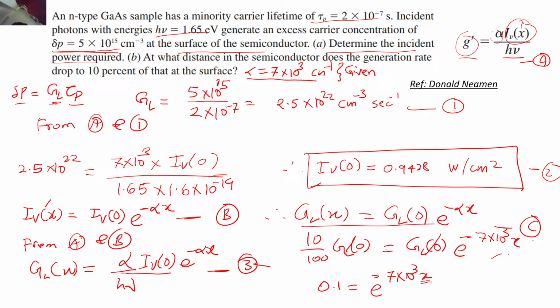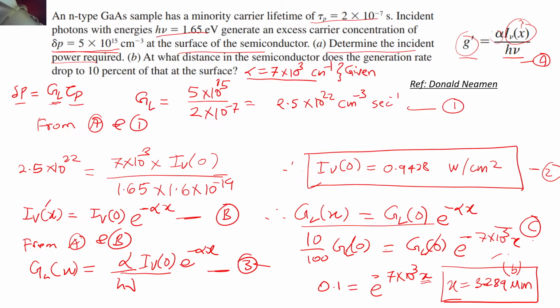This is the distance at which your generation rate will drop to 10% of its value at the surface. Its value is going to come out to be around 3.289 micrometer. So this is the answer for question number B. Just a minute, somebody wants to join. Yeah, correct. So this is the answer for question number B. So we have solved this question. If you guys have any doubts, then please proceed ahead.